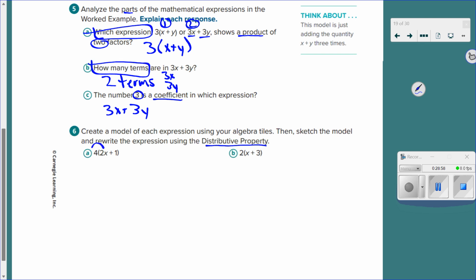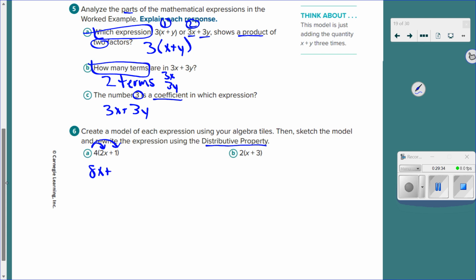So if I do 4 times 2x, how many 2x's do I end up having? I have 4 sets of 2x. So how many x's do I have? I have 4 sets of 2x. So I have 8x. Then I have 4 sets of 1. How many do I have?